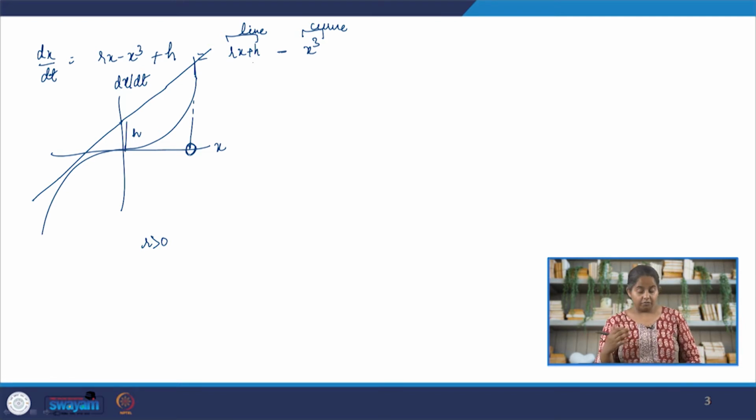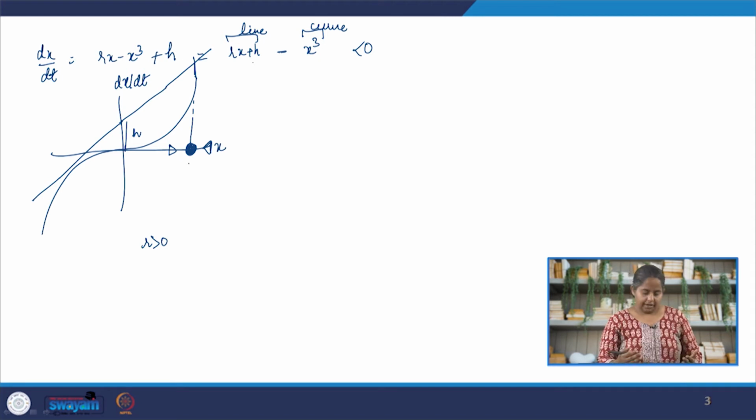And let's look at the stability of this fixed point. On the left side of the fixed point, the line is above the curve. On the right side of the fixed point, the curve is above the line. So on the left side, dx/dt will be positive, and the flow will be towards plus infinity. On the right side of this fixed point, dx/dt is negative, and the flow will be towards minus infinity. So clearly this is a stable fixed point, and we are going to denote it by coloring in the circle.